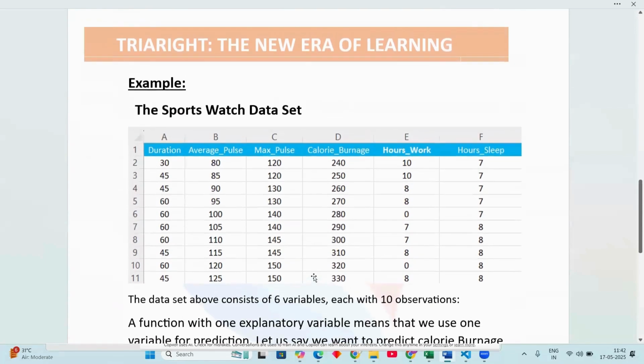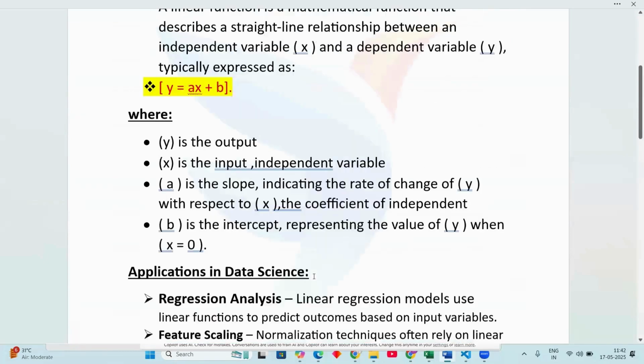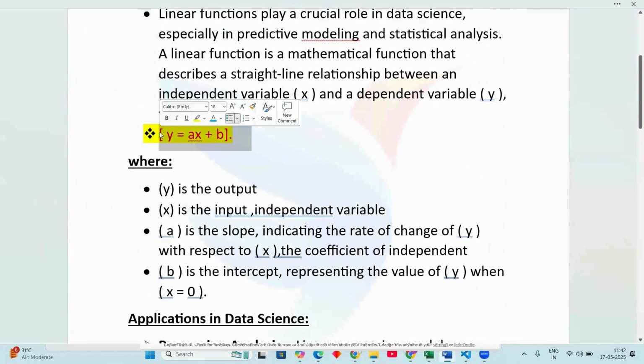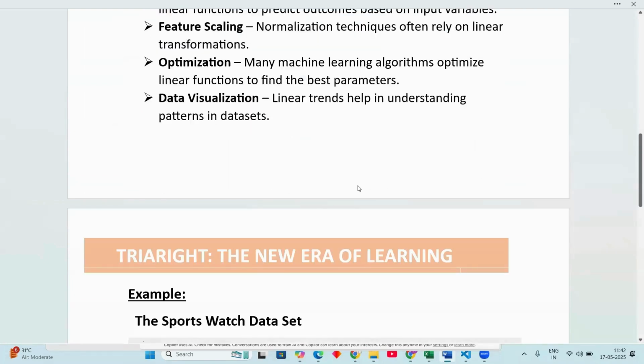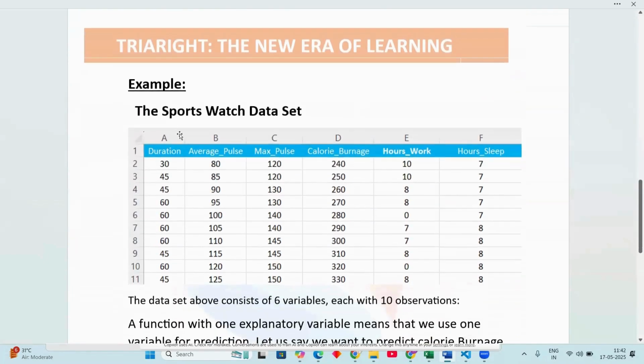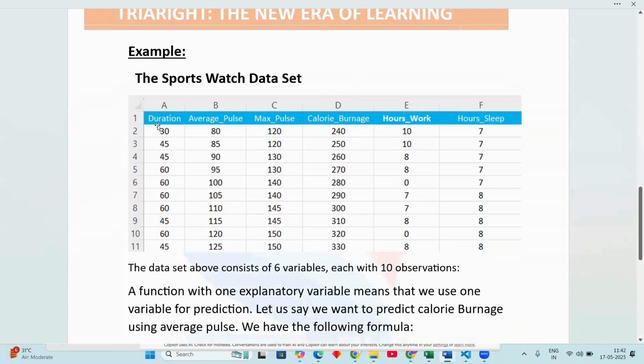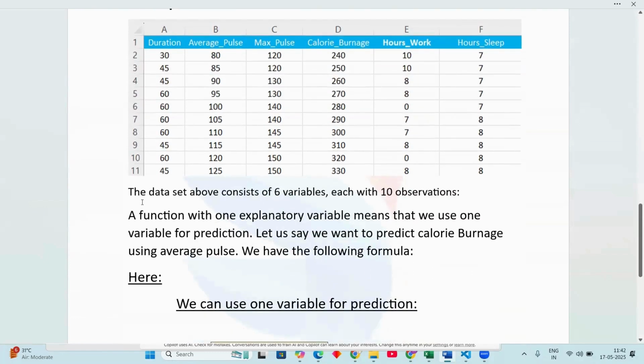Using the equation, we take a concept and, instead of that, use the equation to find the required calculation. My requirement is the sports watch data set. Here we have duration, average pulse, max pulse, calorie burnage, hours of work, and hours of sleep. The data set consists of 6 variables, each with 10 observations. We have 10 data points.